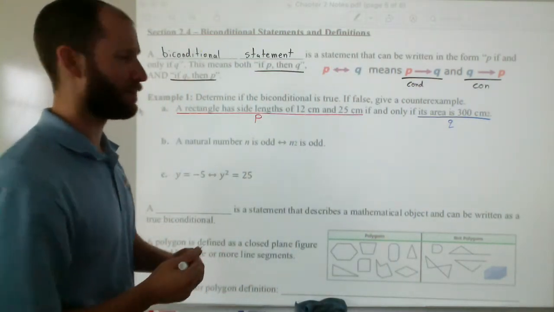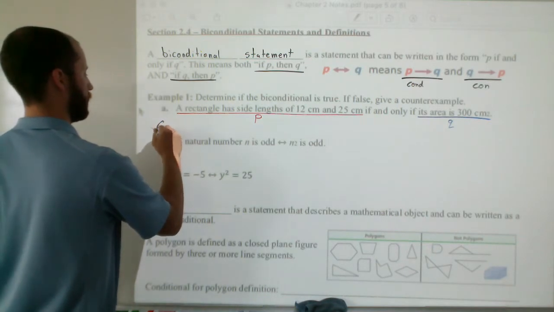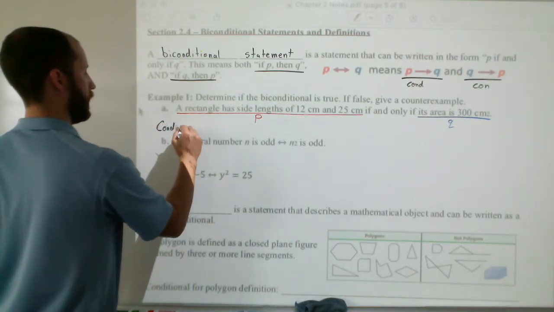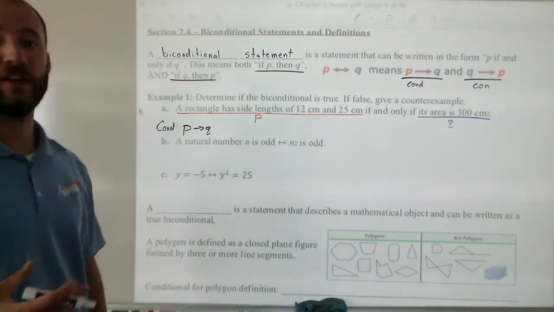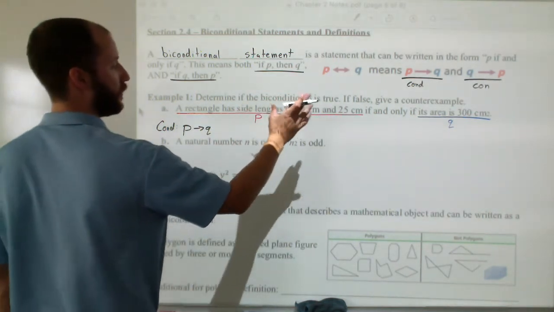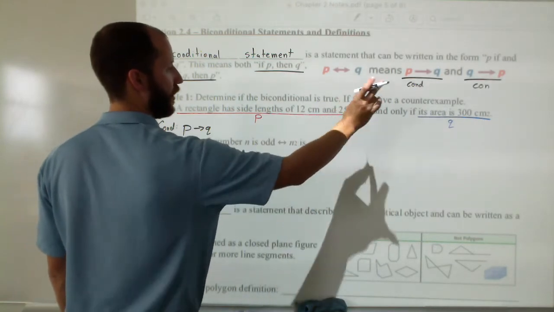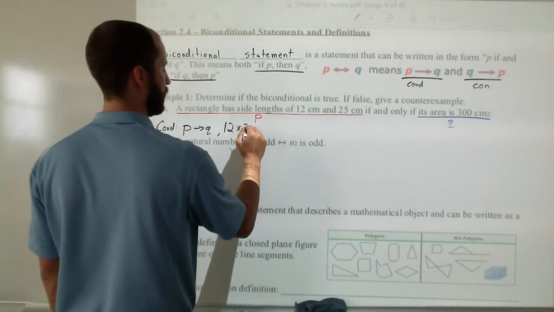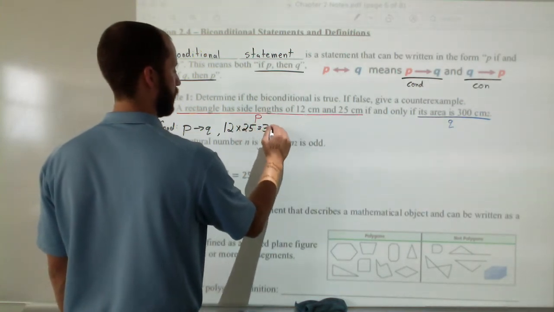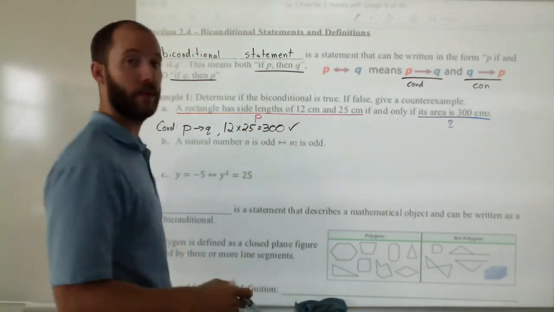So let's take a look at both of these. Let's look at the conditional, if P then Q. Now, if it is 12 by 25, then the area is 300. Well, 12 times 25 equals 300. So that checks out.